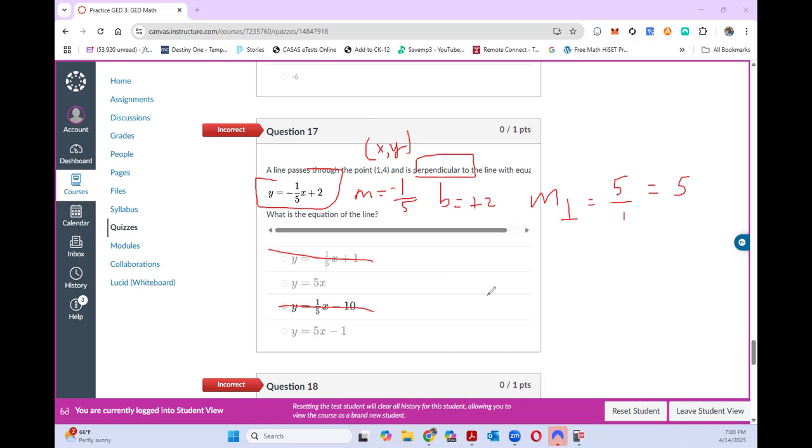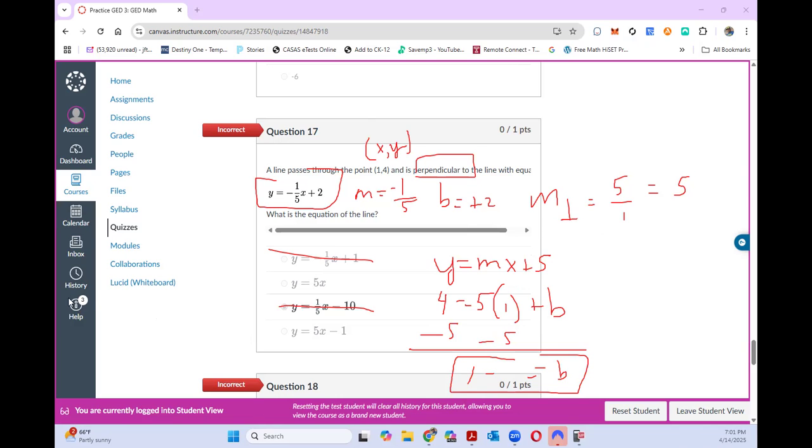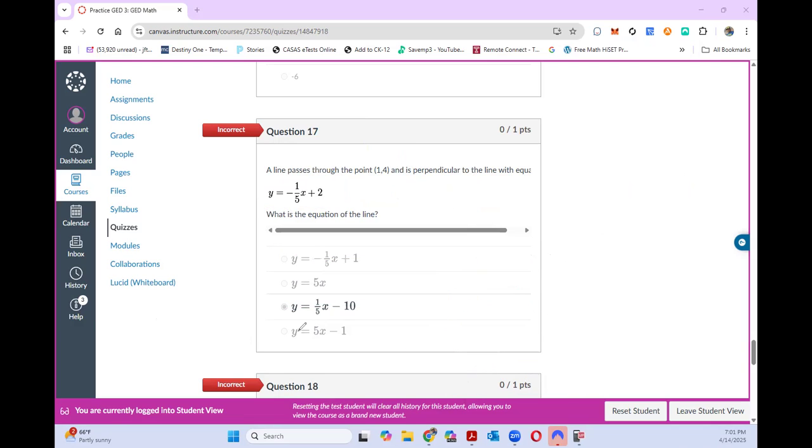But now, how do I find the equation of a line if I'm given a point and the slope? What you're going to do is y equals mx plus b. My y comes from my point, which is 4. My slope of the perpendicular, I just solved for m, that's 5. My x comes from my point, which is 1. So 4 equals 5 times 1 plus b. I'm trying to solve for b, so I need to subtract 5 from both sides. B equals -1. So y equals 5x minus 1. That's a guaranteed problem on your exam.